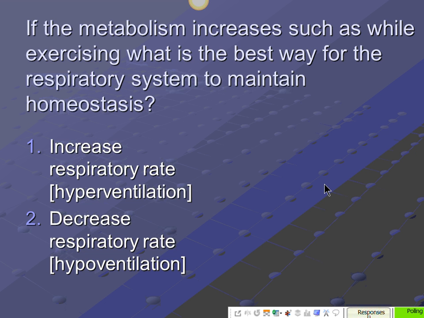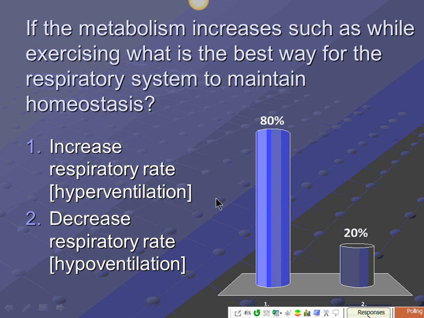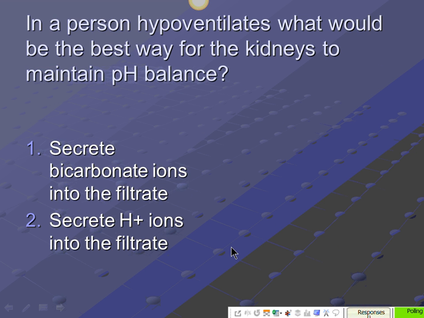Okay, so let's look at this question. Suppose the metabolism increases such as while exercising. What is the best way for the respiratory system to maintain homeostasis? Yes, increase respiratory rate, because if your metabolism increases, remember, more CO2. More CO2 means more hydrogen ions. So if you hyperventilate, you remove the CO2, so you prevent the hydrogen ions from increasing. Suppose the person hypoventilates, what would be the best way for the kidneys to maintain pH balance?